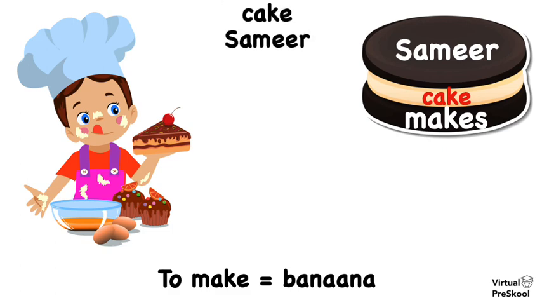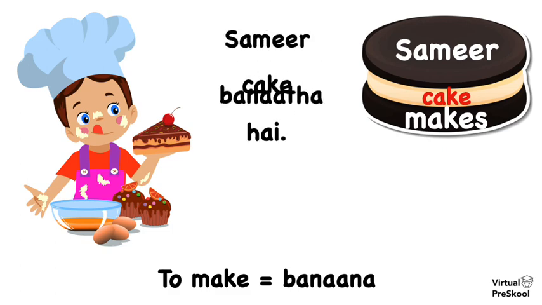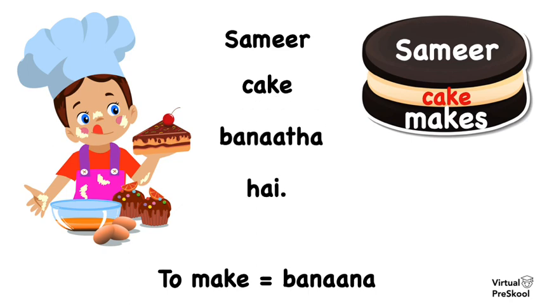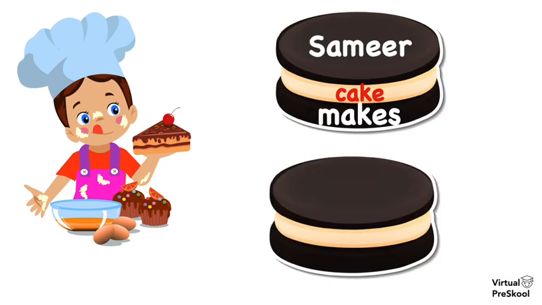Samir cake banata hai. See that? Samir cake banata hai. So we conjugated banana to banata because it's present tense and we're talking about Samir, who's a boy. Samir cake banata hai.